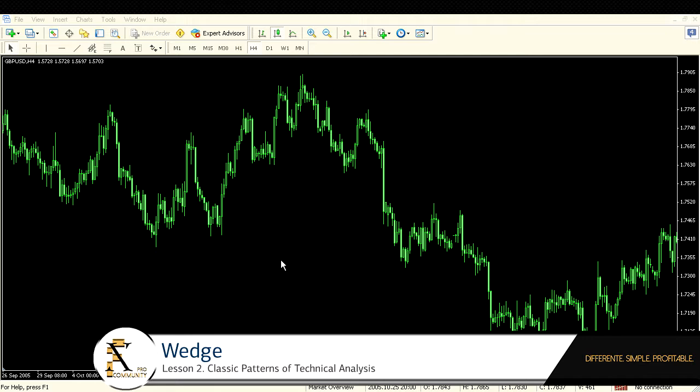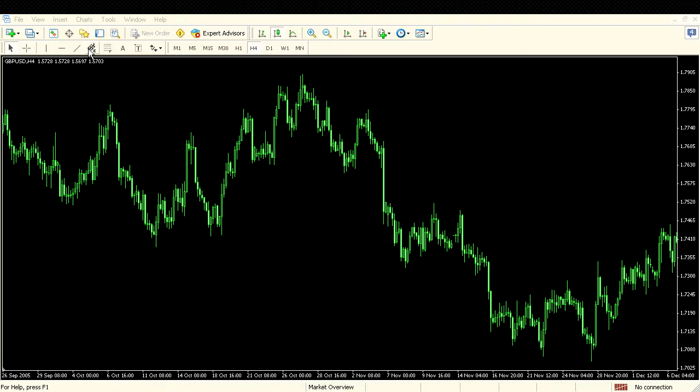Lesson 2. Classic patterns of technical analysis. The ascending wedge pattern is formed given the ascending support and resistance levels. Here, through the troughs, we draw the support line, which is going up. The resistance goes through the 4 peaks. Both lines are ascending and they both meet, forming the ascending wedge pattern.